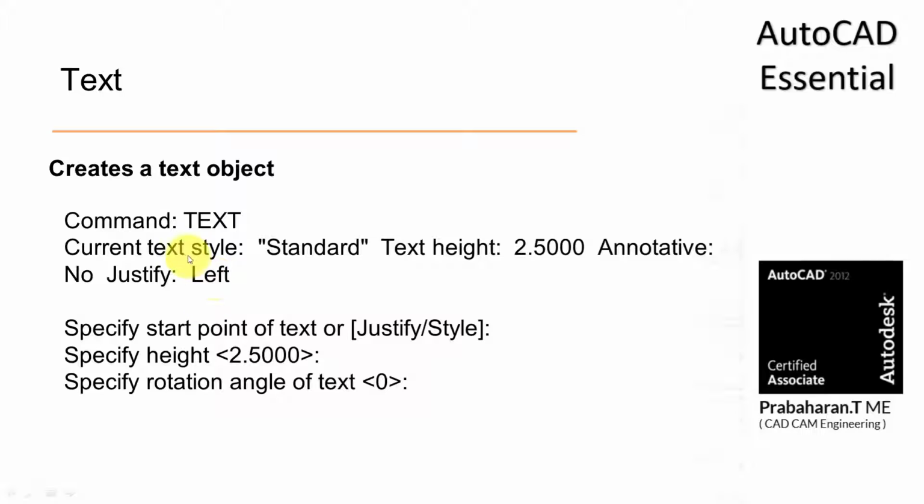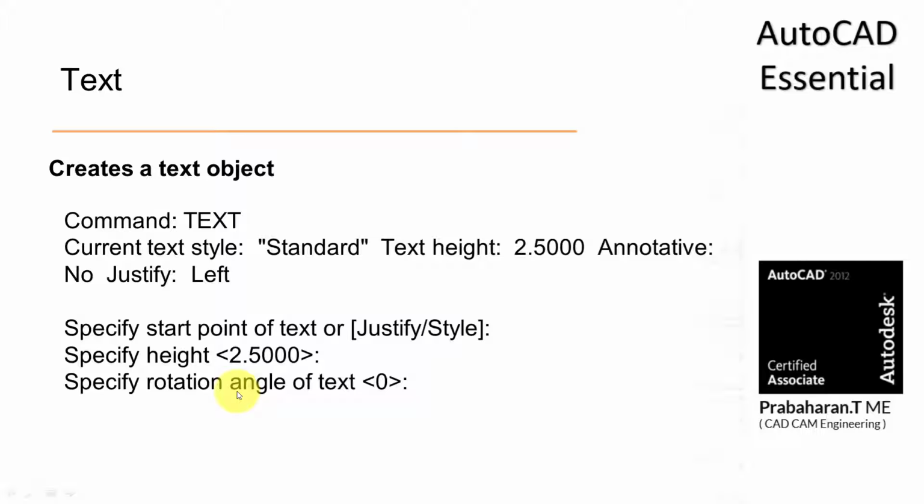Apart from the default settings, the text command asks us where to write the text. This is called the starting point of the text. These options we will discuss later in the session. And text height, default height is 2.5. If you want, we can change it as per our requirements. And rotation angle, whether you need the text in a horizontal way or inclined way, and what angle you need to write the text, we can specify these basic things.